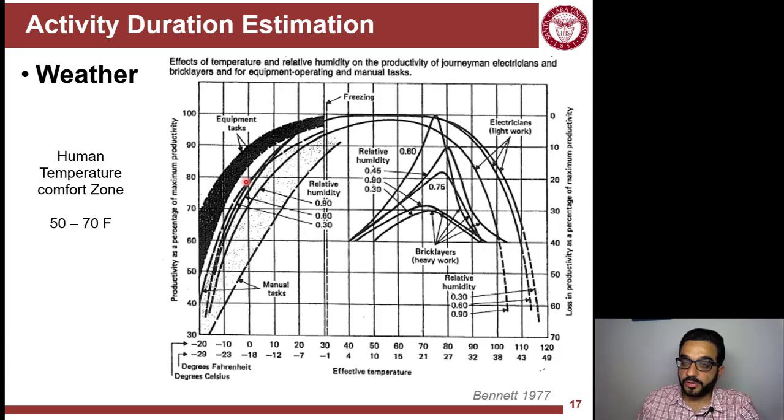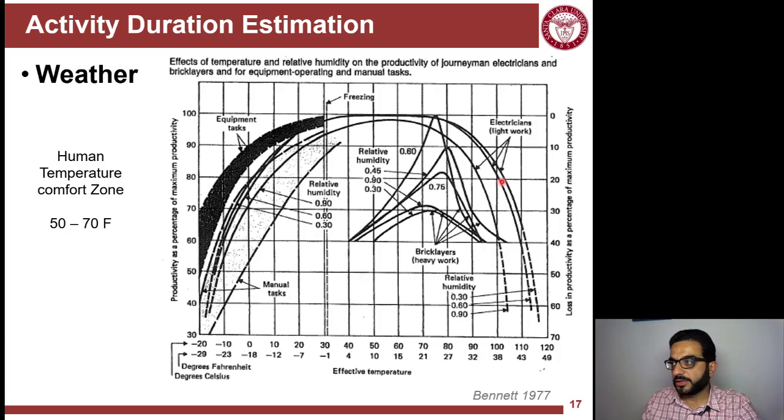Weather is another critical factor. Activities of different types are affected by weather in different ways. Weather here means temperature and humidity. This graph is from another study, showing the temperature on the horizontal axis and the productivity as a factor, from 30% to 100%, meaning ideal productivity. It shows different curves for different trades: electricians, light work, bricklayers, equipment tasks like equipment operators, and manual tasks.